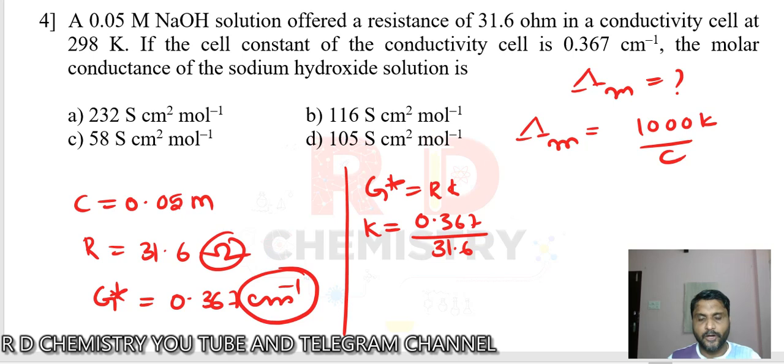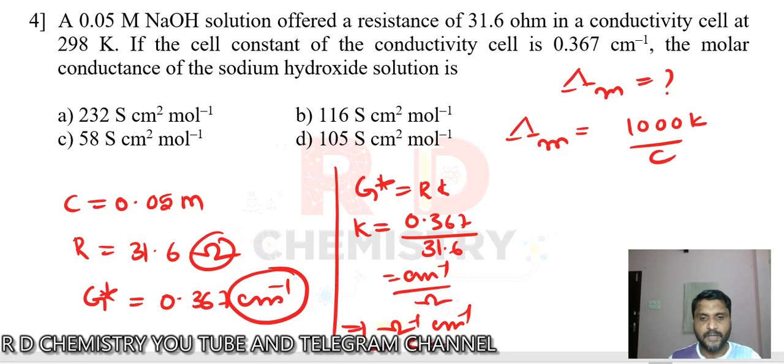We will not find out the numerical answer here, we'll get some answer, whatever. Unit-wise, G star is given in terms of centimeter inverse, divided by 31.6, which is in ohm. So the final unit becomes ohm inverse and centimeter inverse, which is nothing but Siemens per centimeter, Siemens centimeter inverse. Clear?